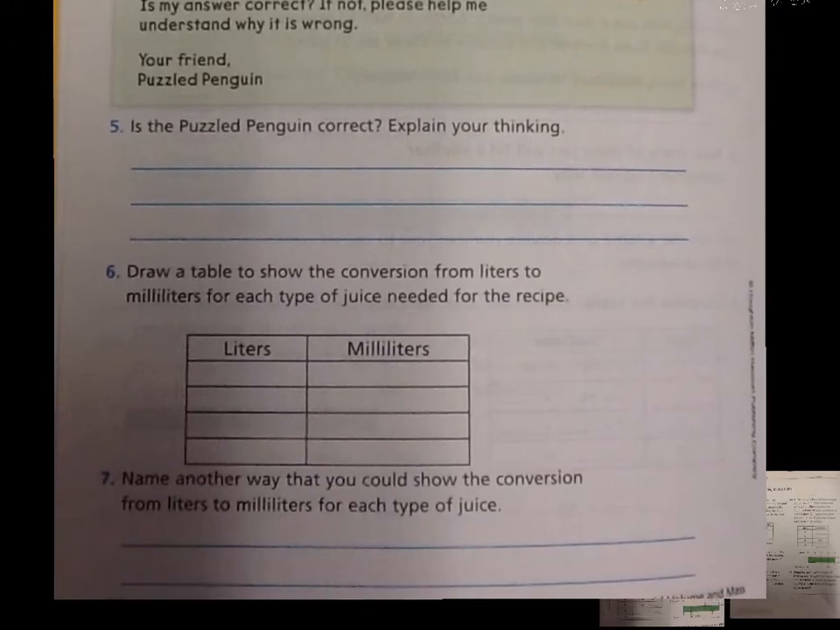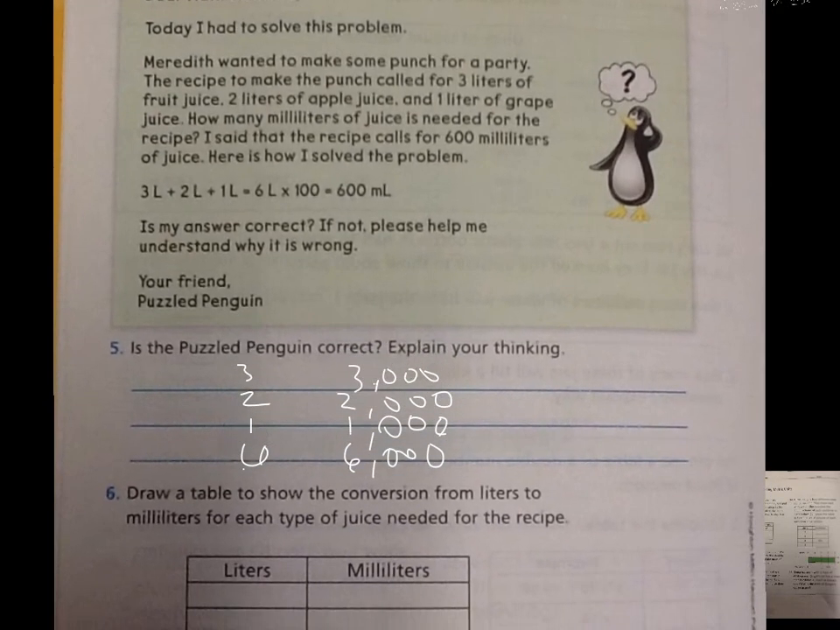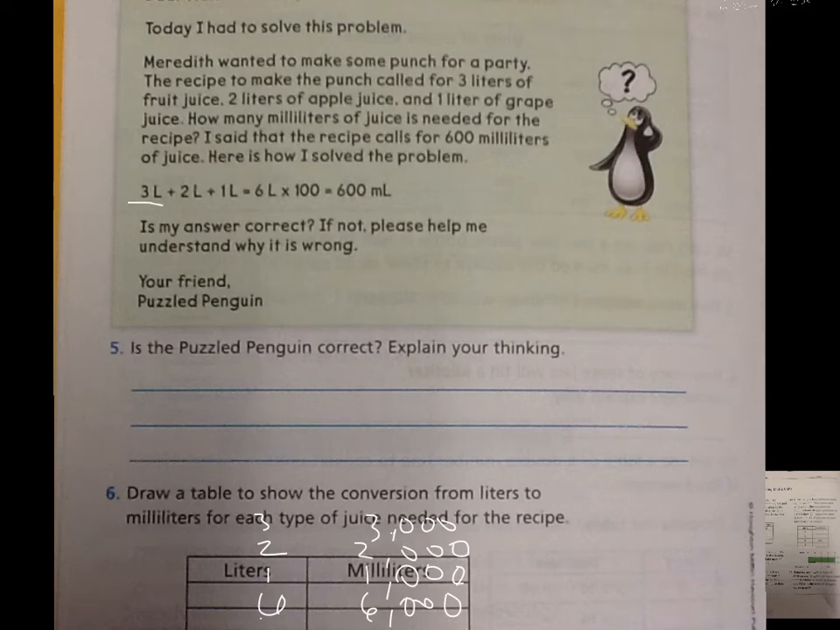So down here we would put something like this. In 3 liters, you would get 3,000 milliliters. In 2 liters, you would get 2,000 milliliters. In 1 liter, you would get 1,000 milliliters. So in 6 liters altogether, they would actually have 6,000 milliliters of liquid. Okay, because if I go back up to the chart, we know that 3 liters would equal 3,000 milliliters, 2,000 milliliters, and 1,000 milliliters. You add them all up, it gives you 6 liters, which times 1,000 would give you 6,000 milliliters.